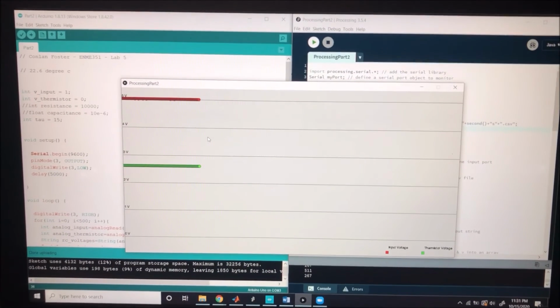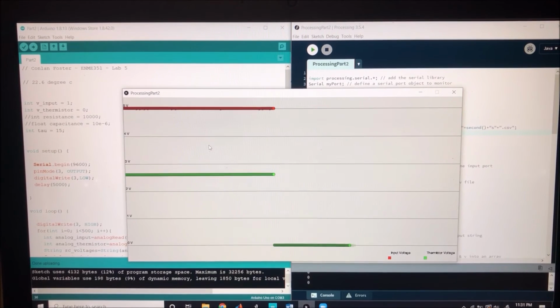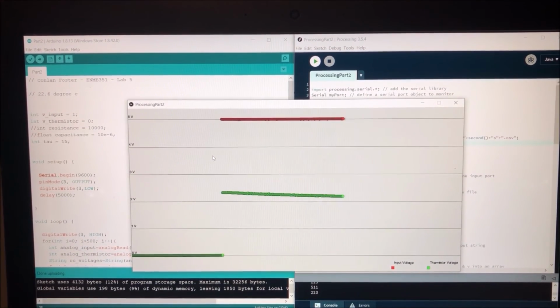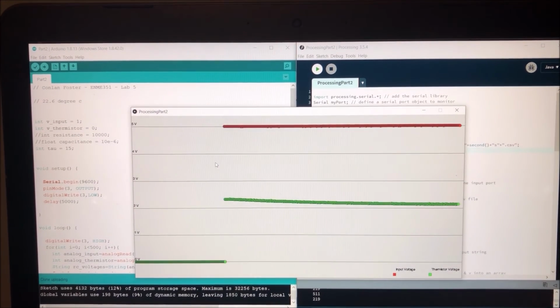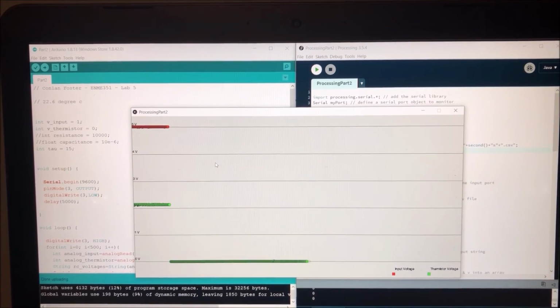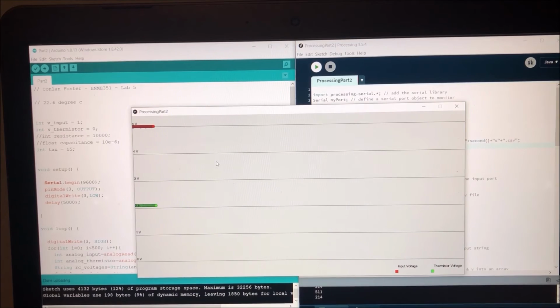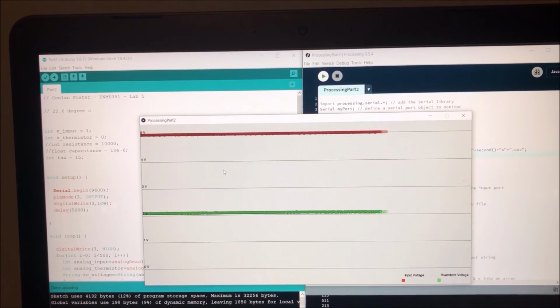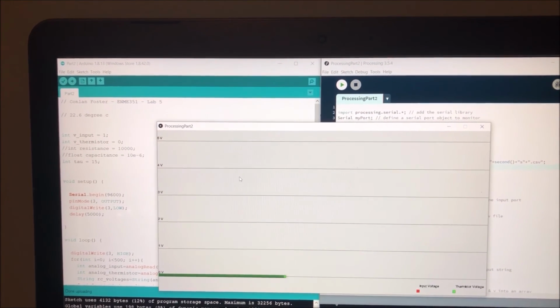In my room temperature of 22.6 degrees Celsius, the voltage going through the thermistor is about 2.5 volts. When I pinch my fingers, which have a body temperature north of 35 degrees Celsius, we can see this voltage decreases. I have also left in the step of the voltage input, and we can see at 0 both voltages are 0.